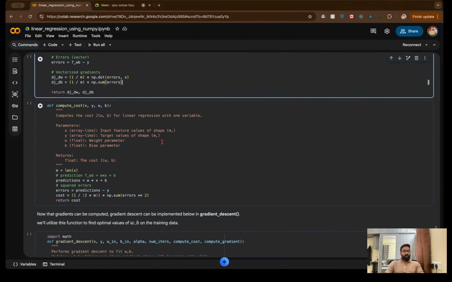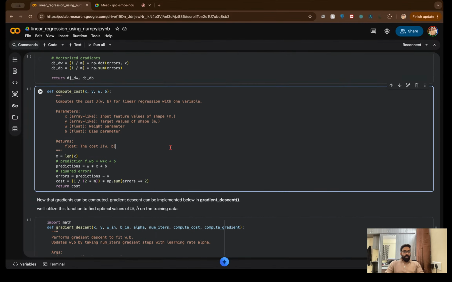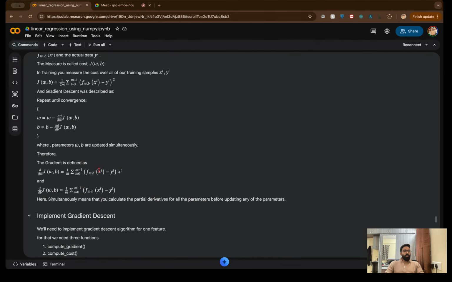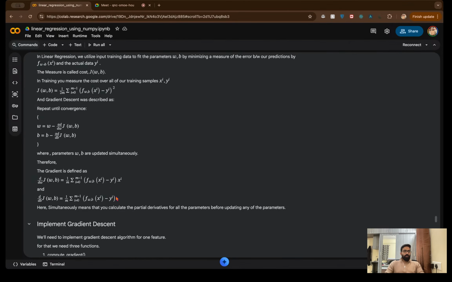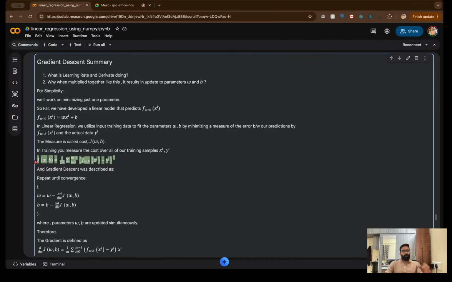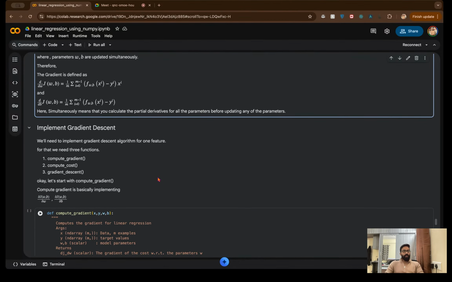Right? After that, I will use the compute cost as well. This is the function where I am computing the cost. As you can see, I have only implemented the function, and here I am using the numpy library, right? np.sum. These are the functions that I am using, and I am only using the functions that I have just explained to you, right?